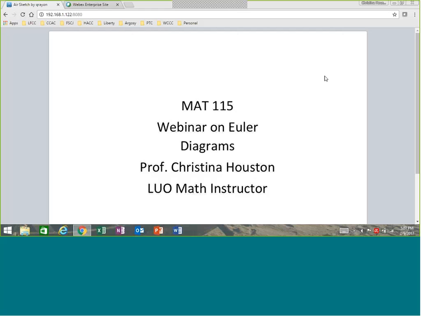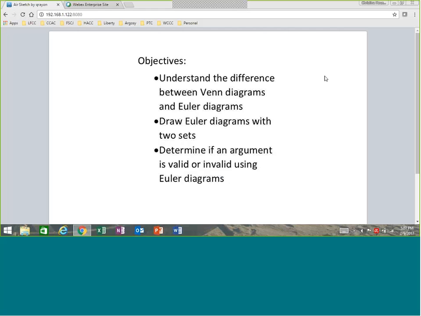So to get started here, we're going to be looking at three main things with Euler diagrams. First, we're going to understand the difference between Venn diagrams and Euler diagrams because they look a lot alike, but they have some differences between them, and sometimes students get the two confused. So I want to set that straight, and we're going to draw some Euler diagrams with two sets, which means two circles. And we're also going to determine if an argument is valid or invalid using these Euler diagrams, which basically is why we're studying the Euler diagrams in the first place, because we use it as a tool to determine if an argument is valid or invalid.